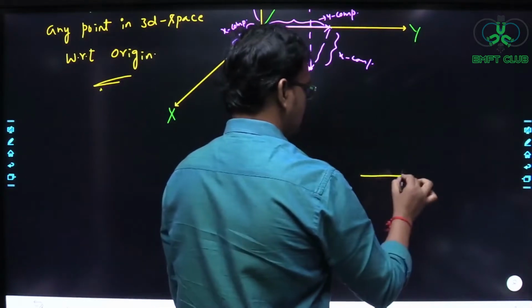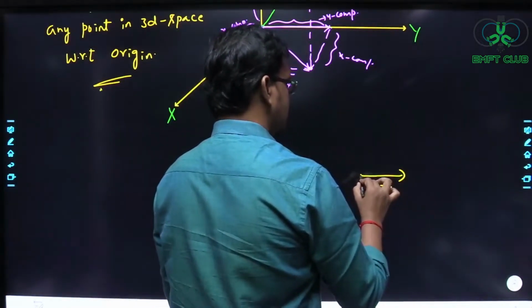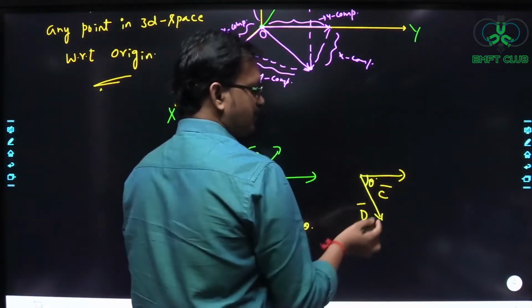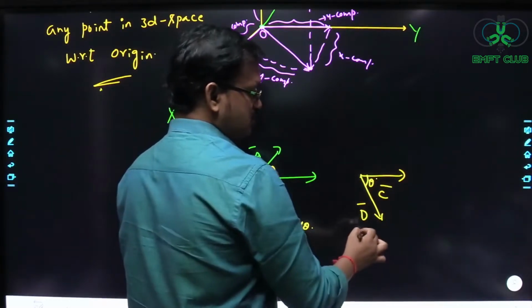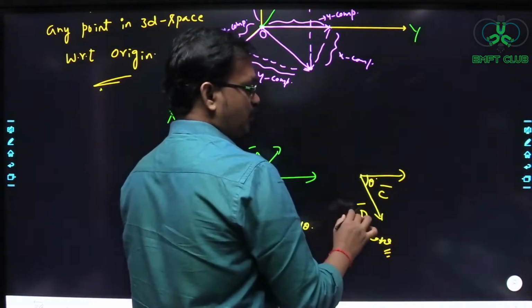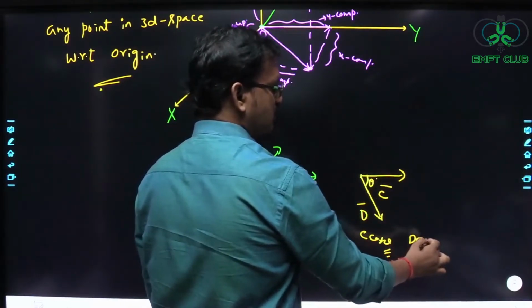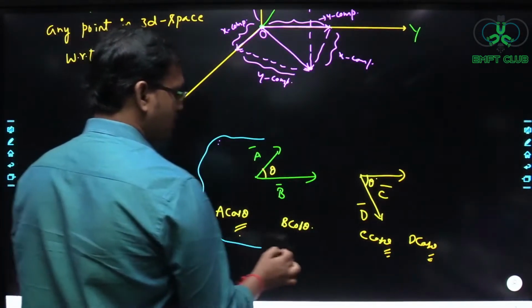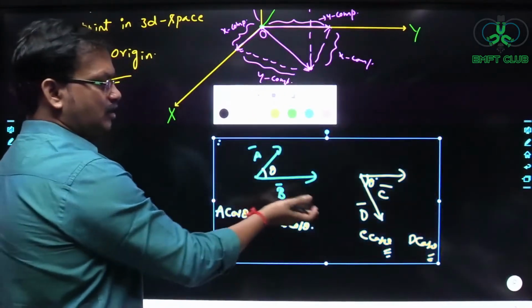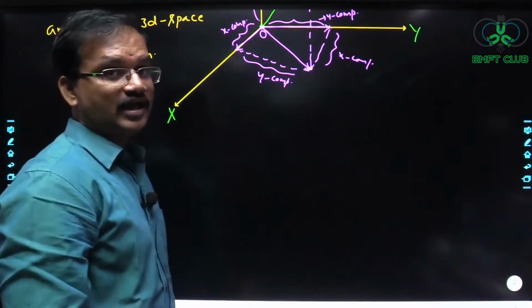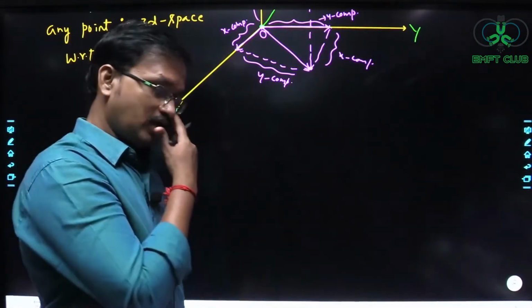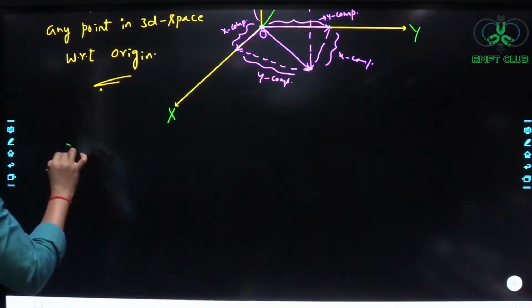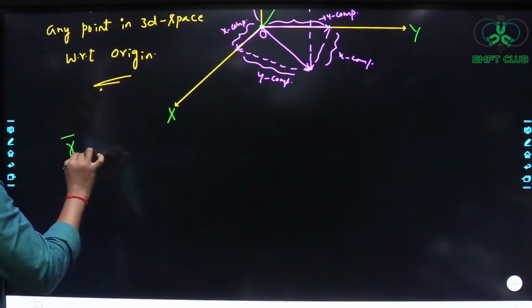Similarly, if I take some c bar and some vector d bar, and I know this angle theta, then the component of c bar along d bar is nothing but c cos theta, and the component of d bar along c bar is nothing but d cos theta. Yes or no? In this manner you can directly tell the component of one vector along the other if you know the angle between those two vectors. Understood?